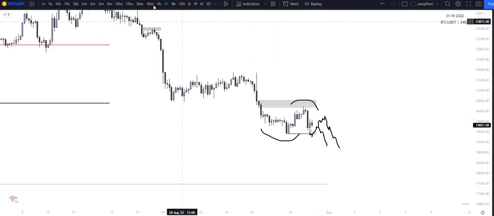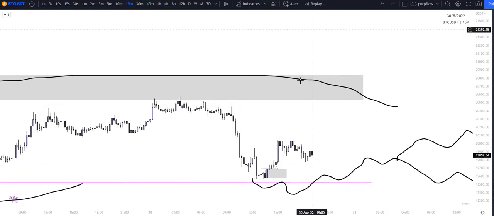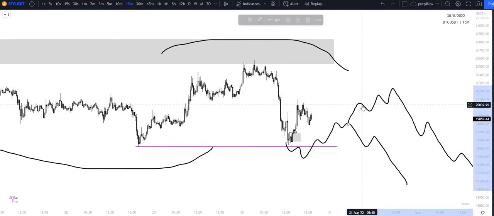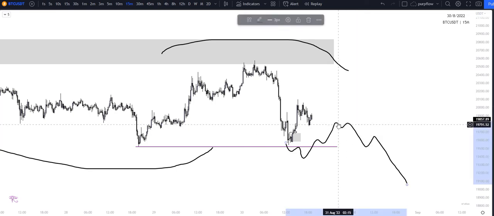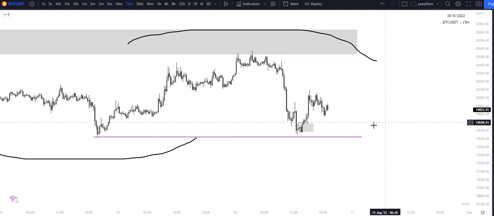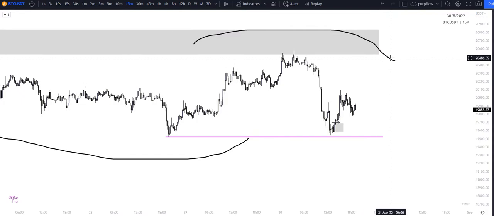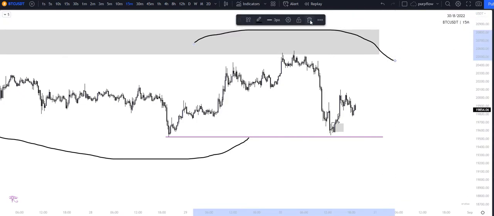We'll look at the current range we're in and why I'm looking for what I'm looking for. Let me just get rid of all of this. We'll understand what we are looking for within these areas. Go ahead and delete this as well. Apologies.